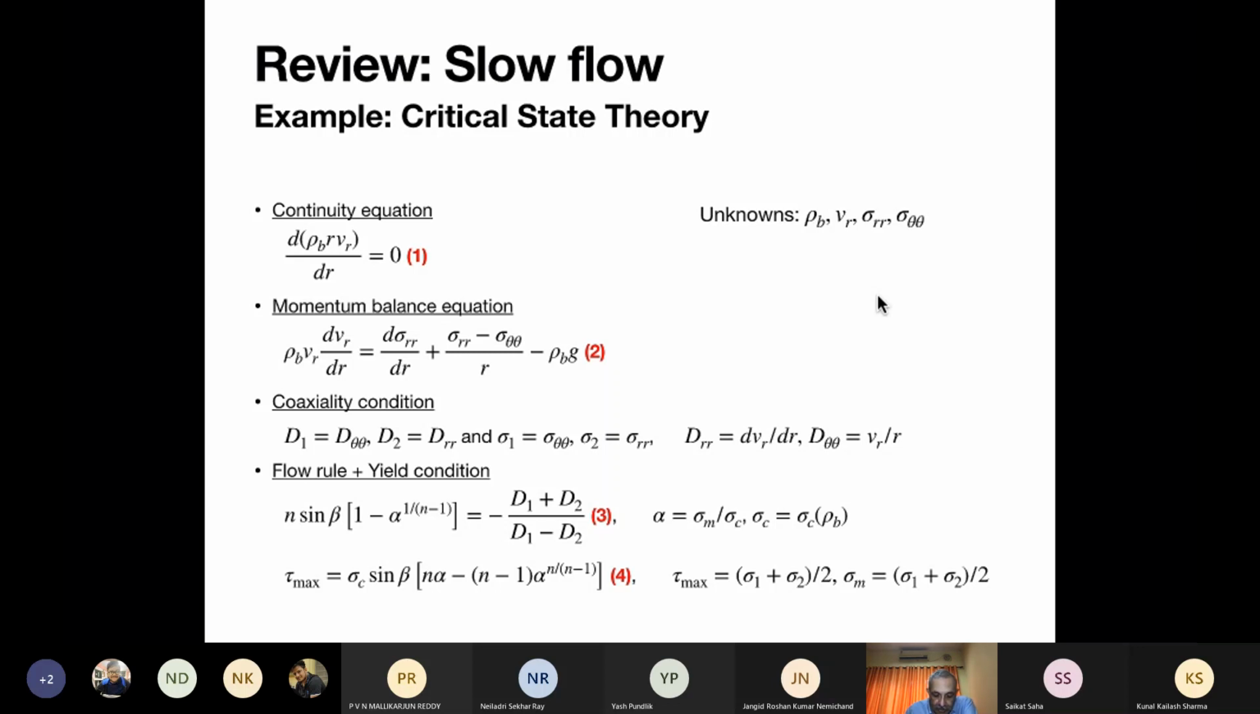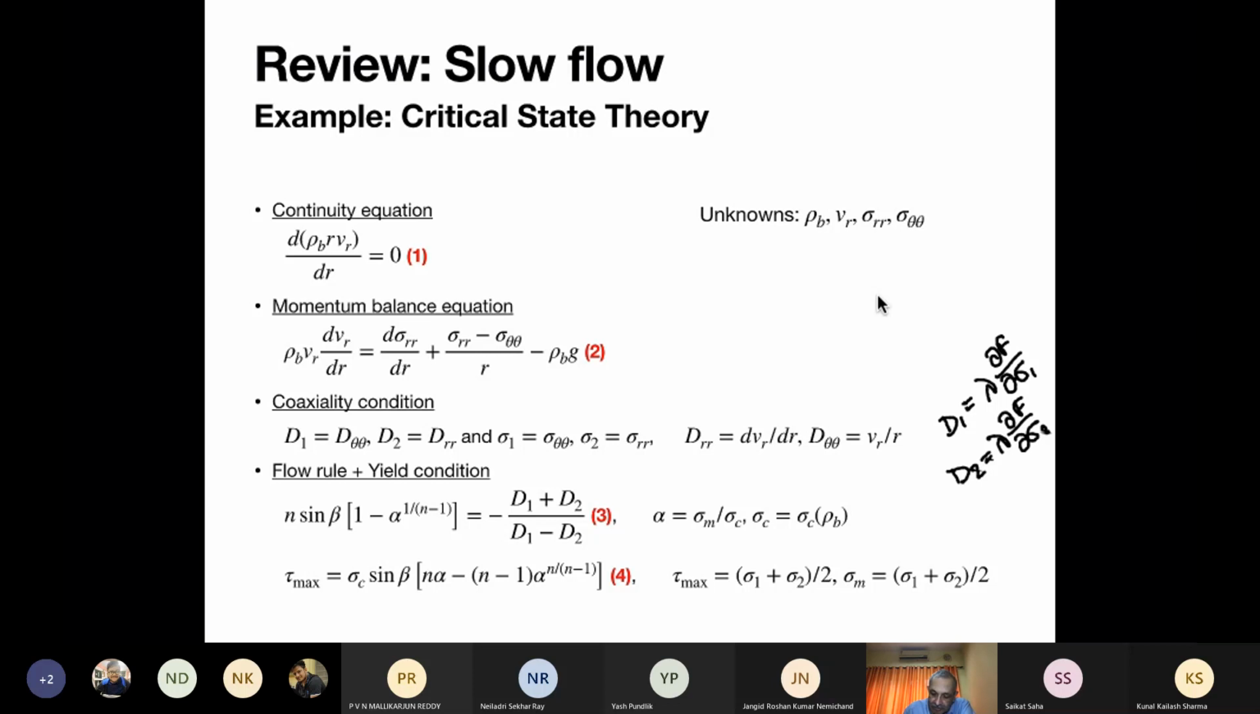Then by applying the flow rule, which, if you remember, is just something like d1 is equal to lambda into del f by del sigma 1, and similarly d2 is equal to lambda into del f by del sigma 2. So this is the flow rule. We divide one by the other, so you have d1 by d2, and then you have the ratio of del f by del sigma 1 to del f by del sigma 2.